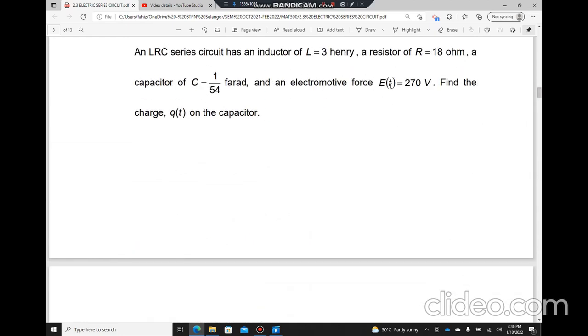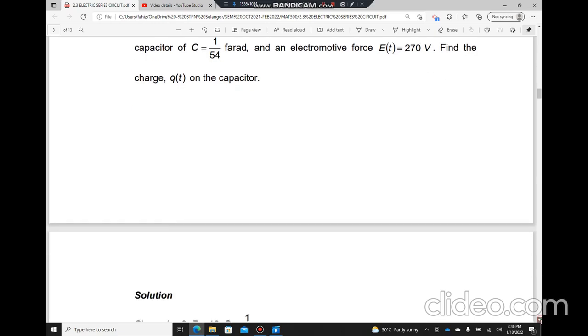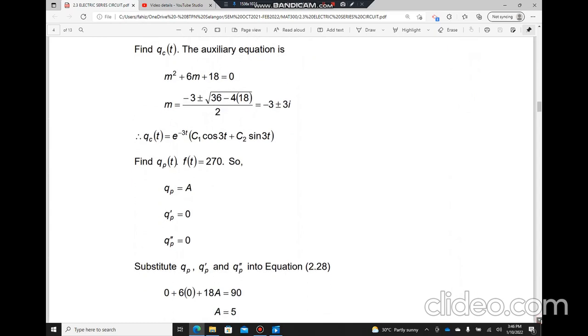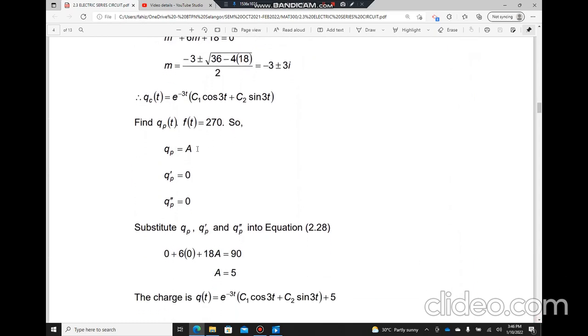Sebelah kanan, E(t), maknanya function dia dibagi dalam nilai constant, which is 270. Maknanya 270 volt ni adalah nilai E(t). So, nilai yang sebelah kanan. So, untuk nilai yang sebelah kanan, maknanya kita ambil QP equals to A. Just ambil nilai constant. Yang ni awak kena check balik untuk method, review balik method undetermined coefficient. So, bila F(t) kita constant, so kita just ambil QP equals to A. Dia mewakili constant. Next, find Q prime P and Q double prime P. So, semua tu bila differentiate dapat 0.